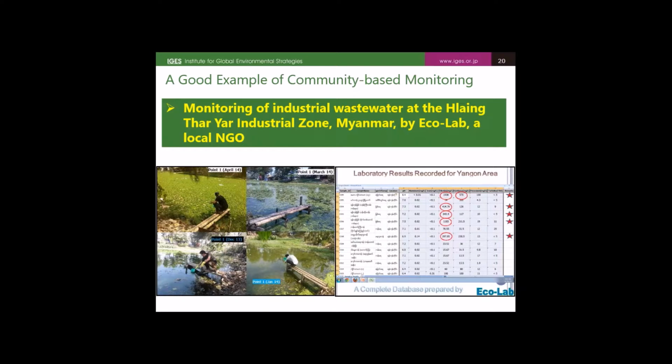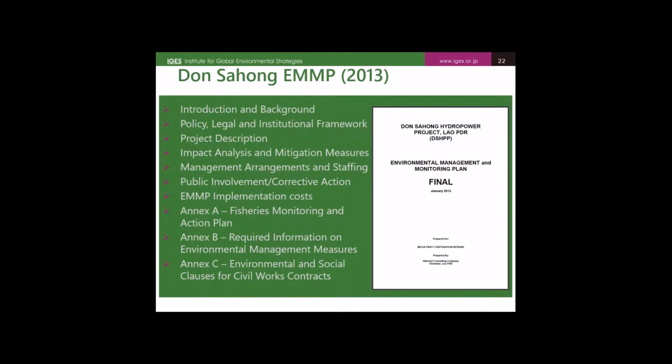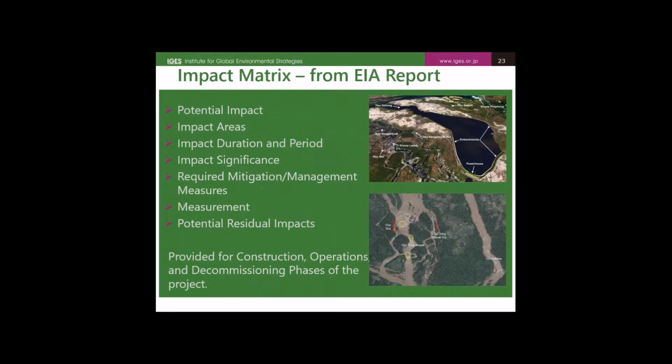A more typical example, however, is the Don Sahong hydro, where a very extensive environmental management and monitoring plan was prepared in 2013, and it has all of the elements you would expect to find in a good environmental monitoring and management plan. It includes the impact matrix from the EIA report for construction, operation and decommissioning phases of the project.